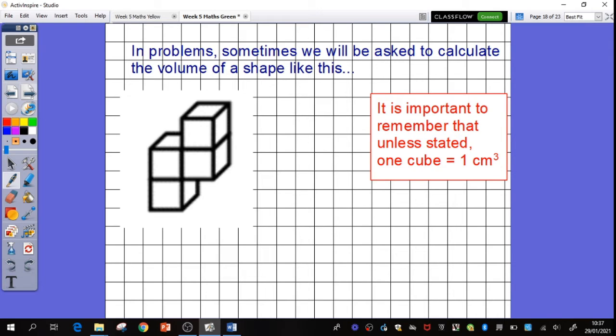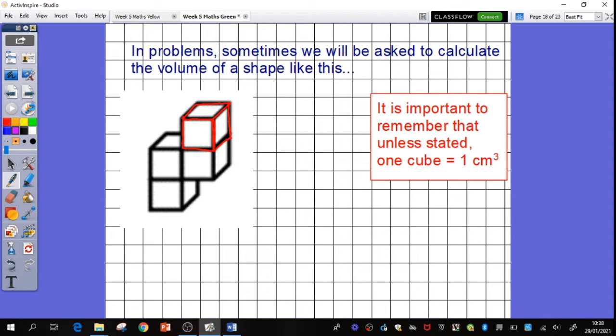In problems, sometimes we'll be asked to calculate the volume of a shape that looks like this. It is important to remember that unless it's stated within these problems, one little cube, so let's do my first one in red here, one of these cubes will be 1 centimetre cubed. With the area that you've been looking at recently, we're working in centimetres squared. This time it is centimetres cubed, because area has 2 dimensions and volume has 3 dimensions. So that's why it's centimetres cubed. So one of these cubes is 1 centimetre cubed.